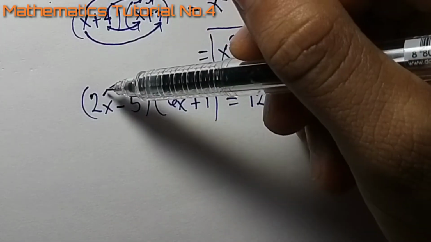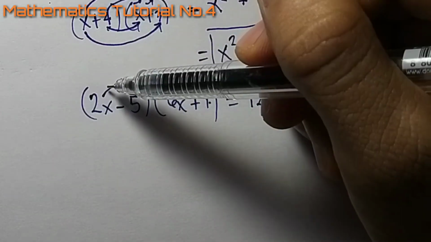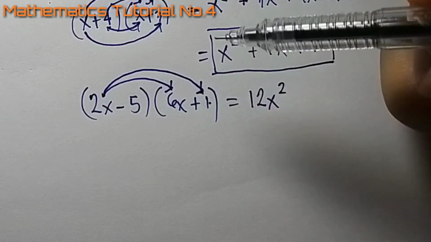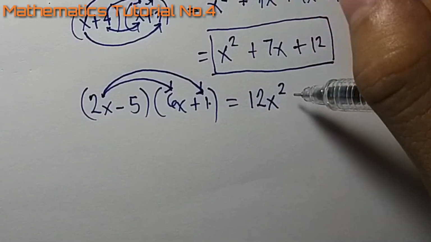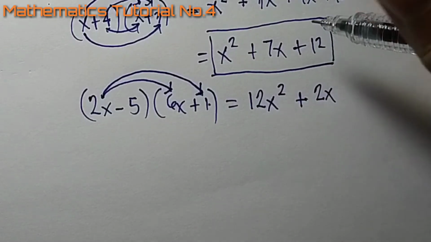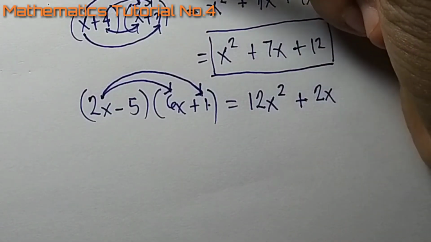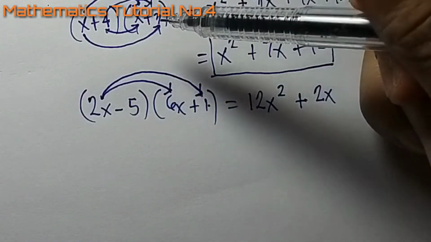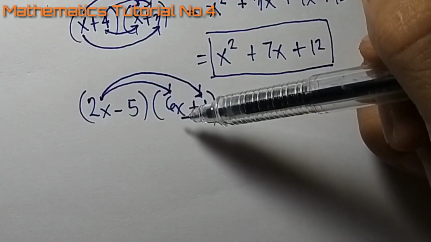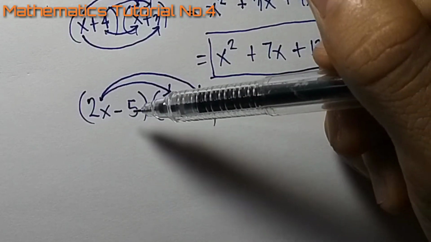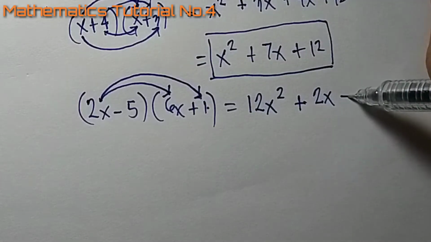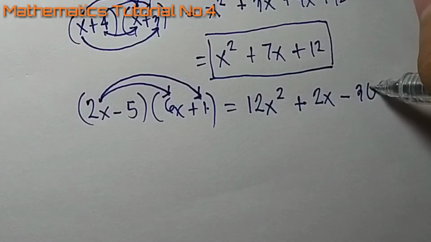Ang outside nato nga terms si 2x og si 1. So, 2x times 1. That is positive 2x. Next are the inside terms. Atong inside terms kay si negative 5 og si positive 6x. So, negative 5 times 6x, that is negative 30x.